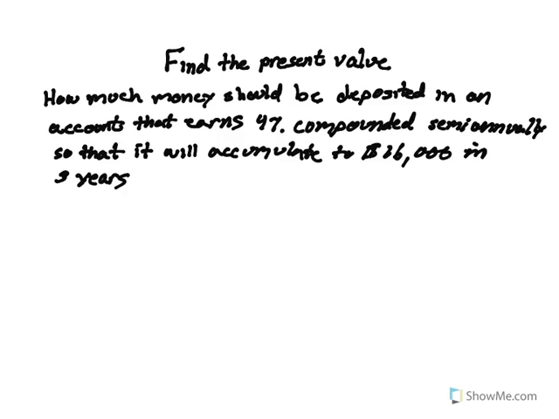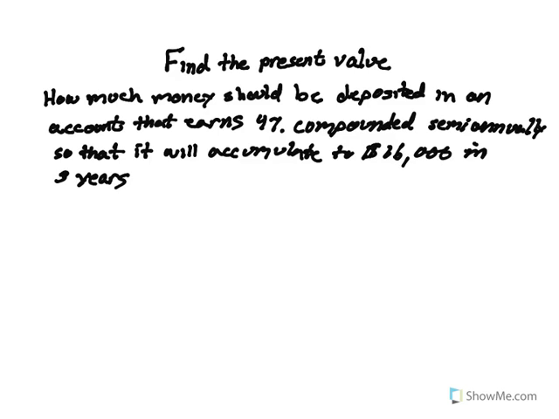Okay, welcome back. In this video, we're going to find the present value where an initial amount would be deposited in an account that earns 4%, compounded semi-annually, so that it will eventually accumulate to $16,000 in a period of 3 years. This is an example of the kind of problem we're going to calculate today.